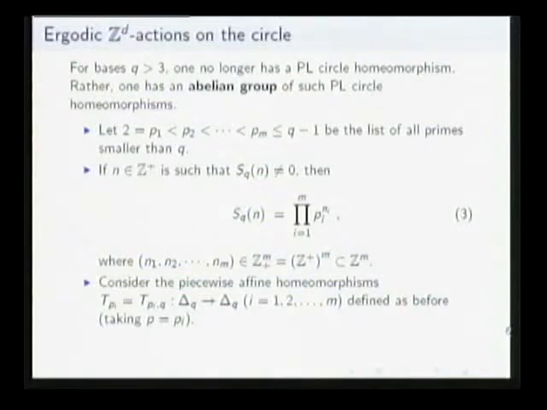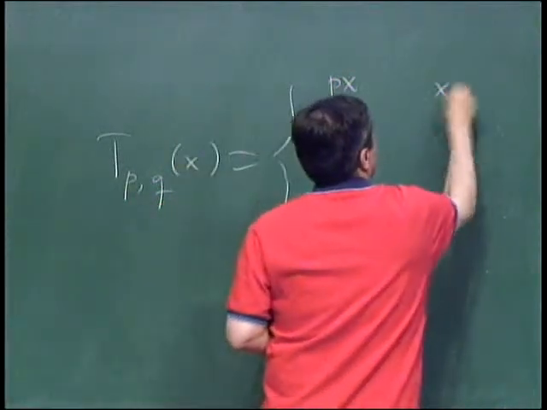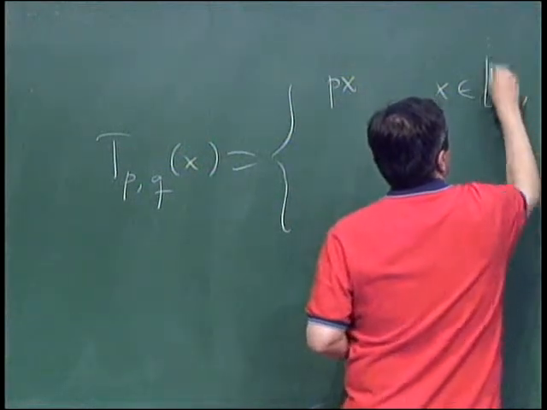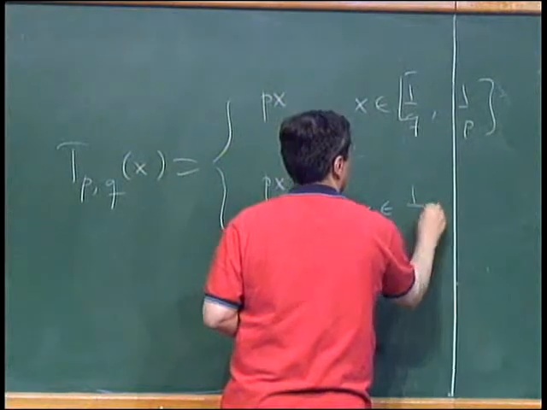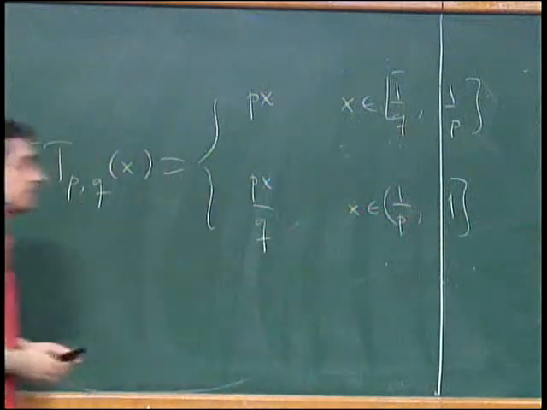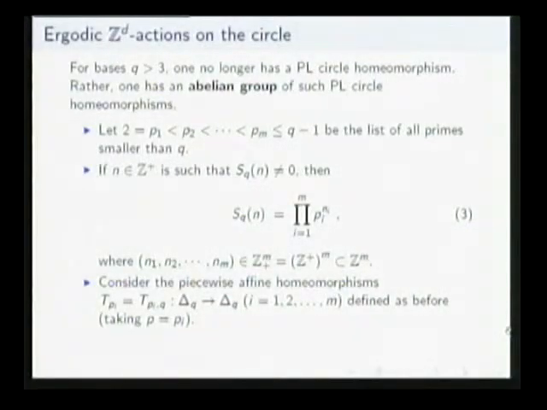So you need to consider, remember the maps T_{p,q} I had defined, yeah? So let me write quickly here. T_{p,q} of x was equal to px if x is in the interval from 1 over q to 1 over p, closed here. And it's px over q if x is in the interval that goes from 1 over p to 1. Okay? So you fix q. Q is fixed. But now you look at T_{p_i,q}, where the p_i are these primes that you see here.